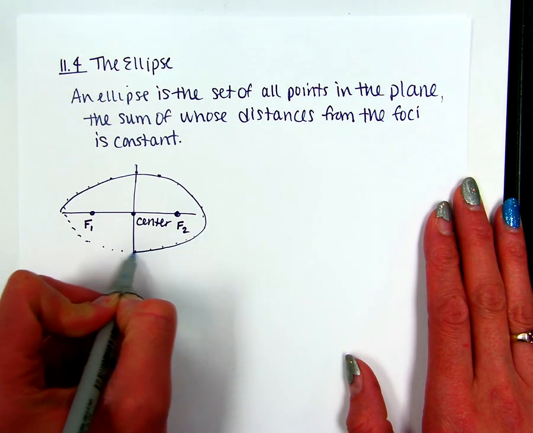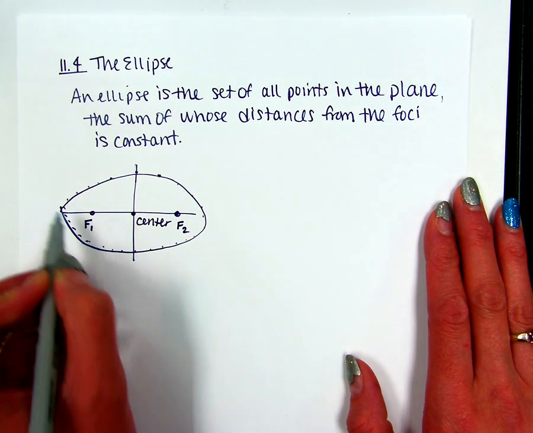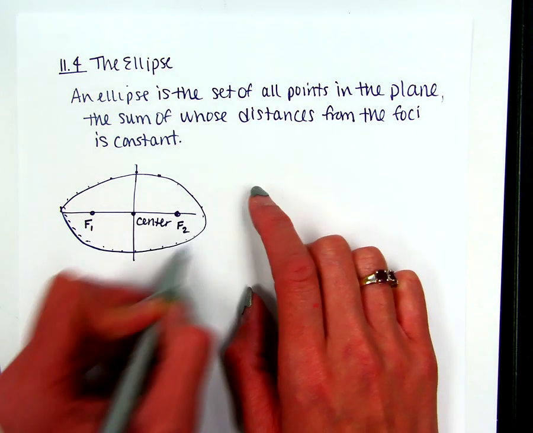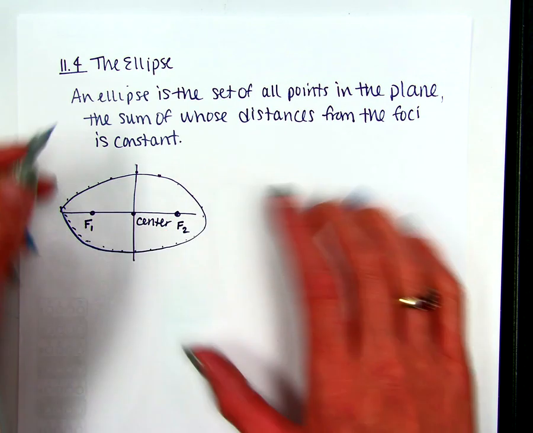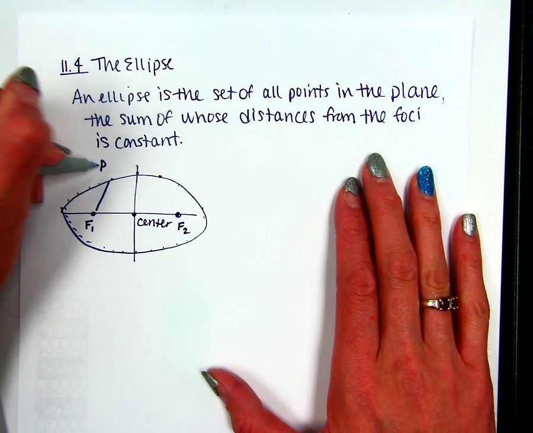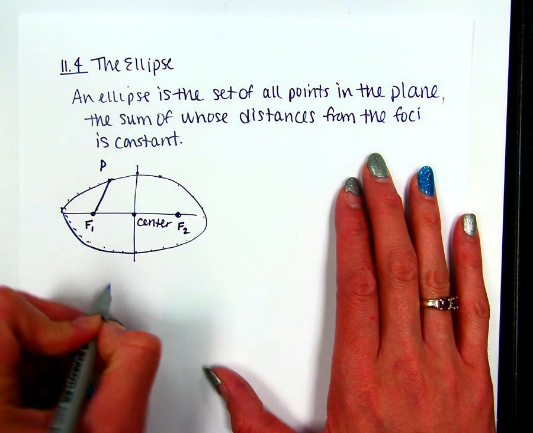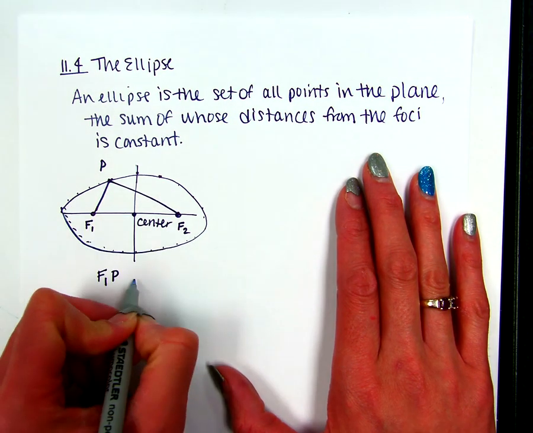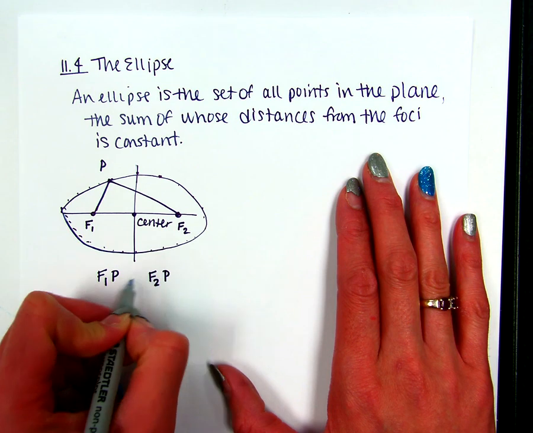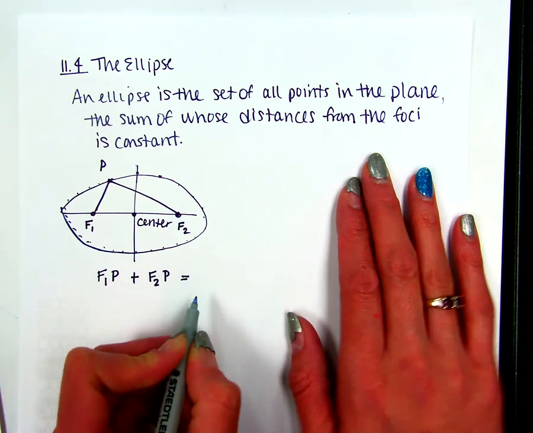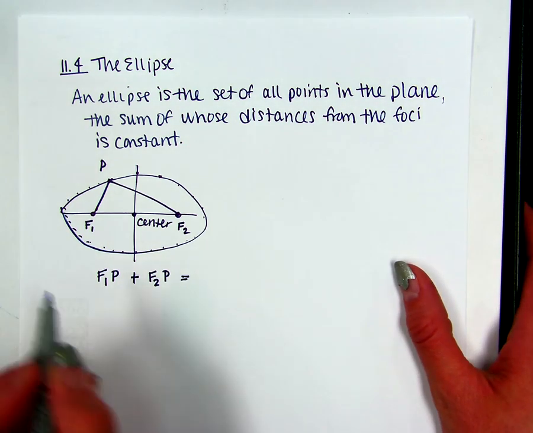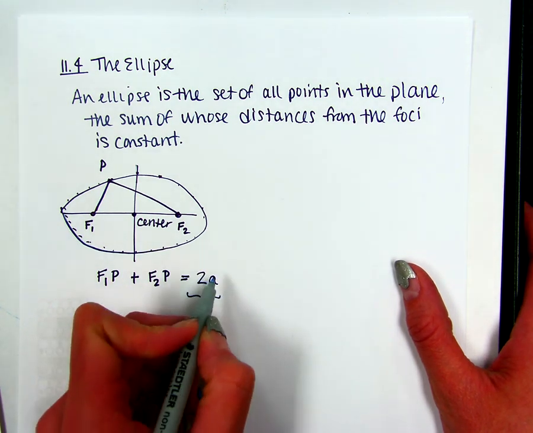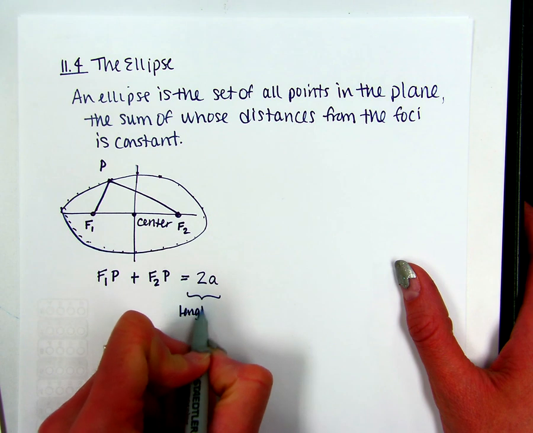That's why in that demonstration video that you watched earlier, if you take a string and these are your two focal points, this distance doesn't change, because, let's say this is point P. This is the distance from focal point 1 to P, and this is the distance from focal point 2 to P. And if I add those together, that's always going to be constant. Now that distance is always going to be equal to 2a, which is the length of the major axis.